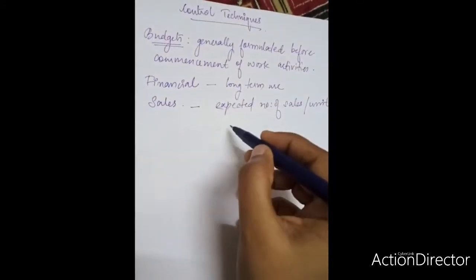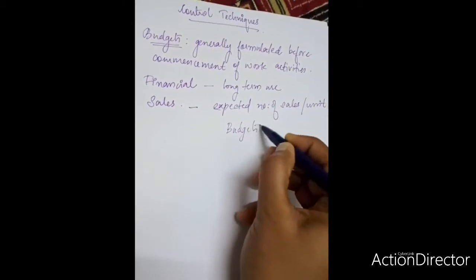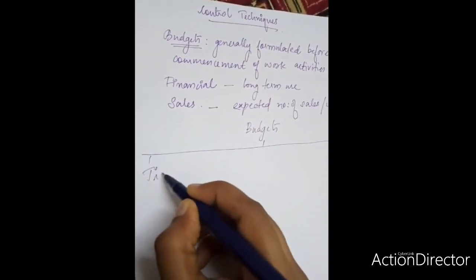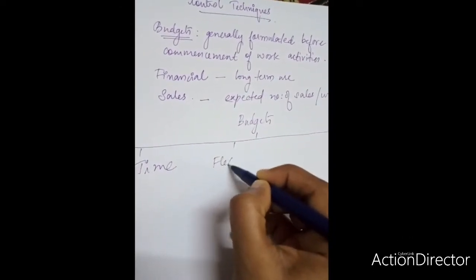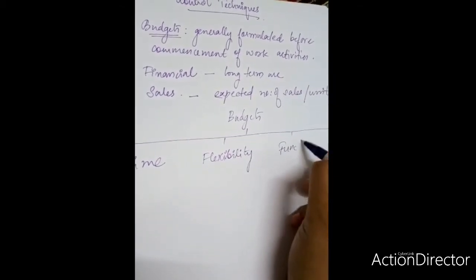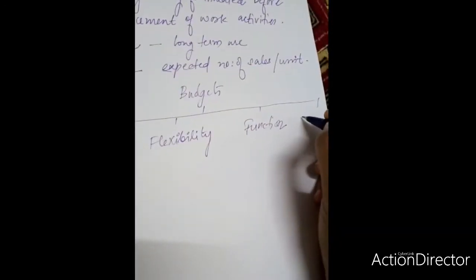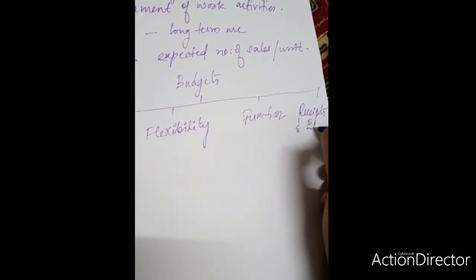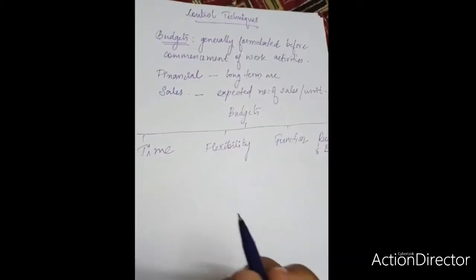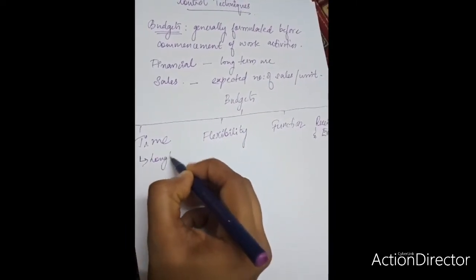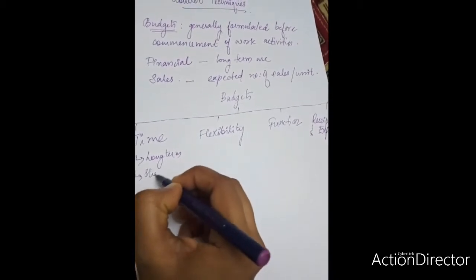So budgets are being divided on the basis of time, flexibility, function, and receipts and expenditure, right? On the basis of these, it's being divided, and time is again divided into long-term budgets and short-term budgets. Long-term and short-term.